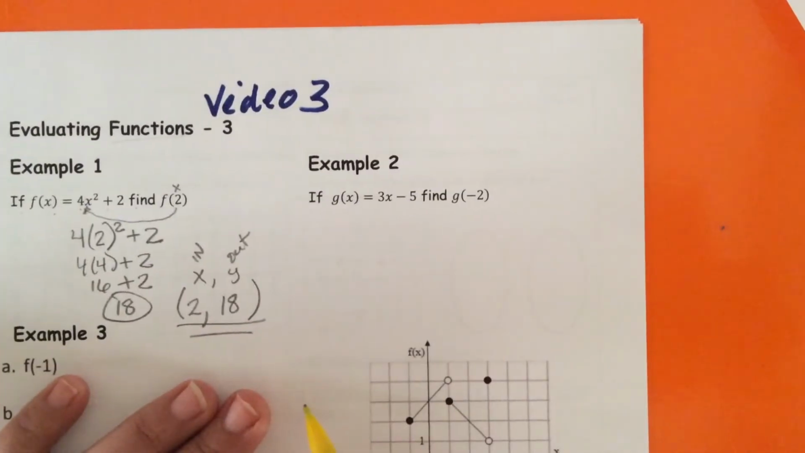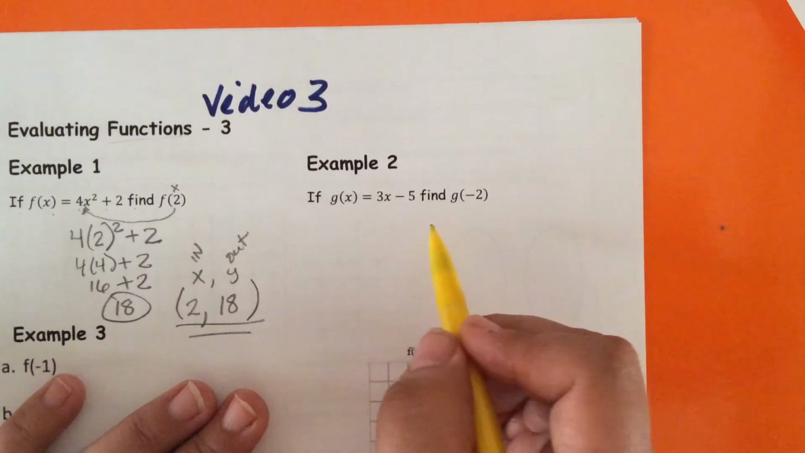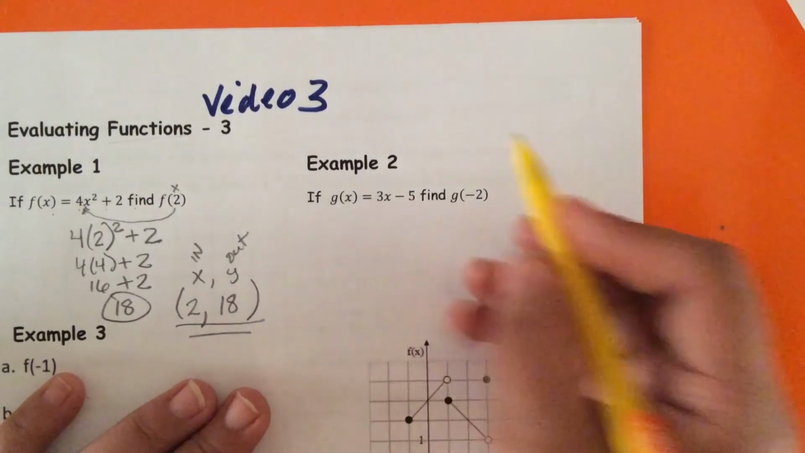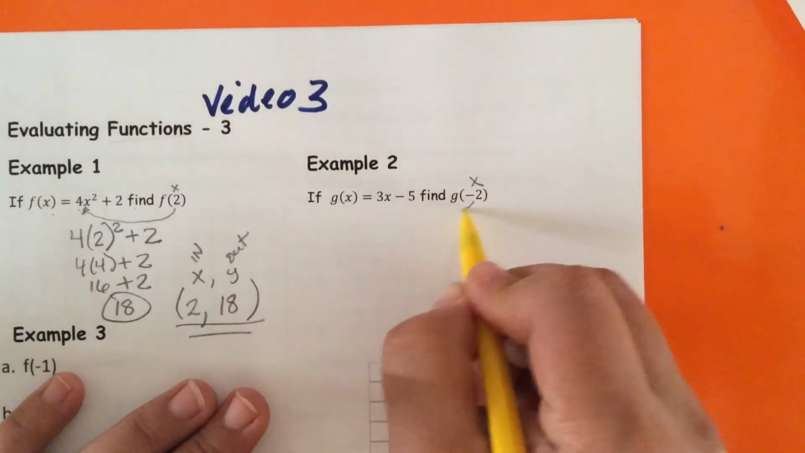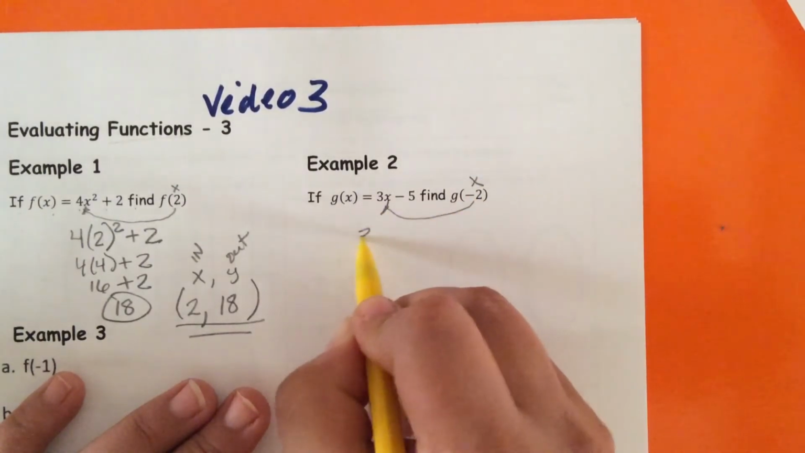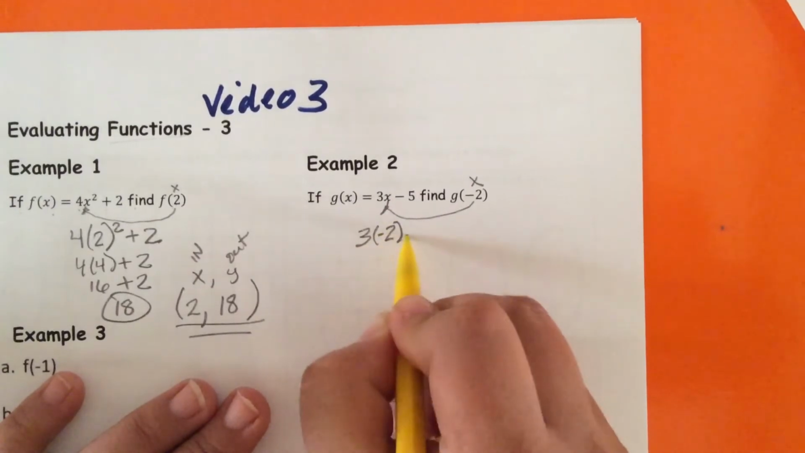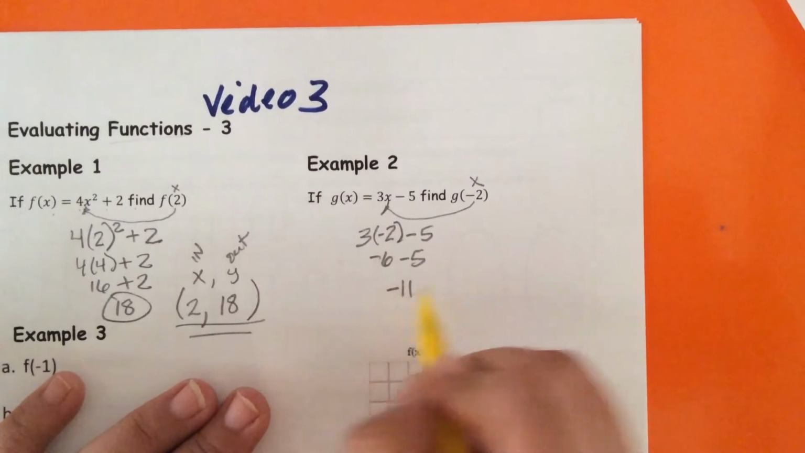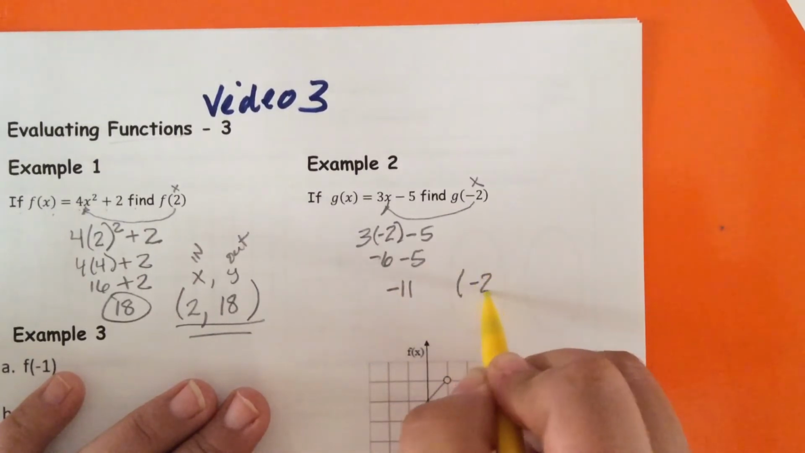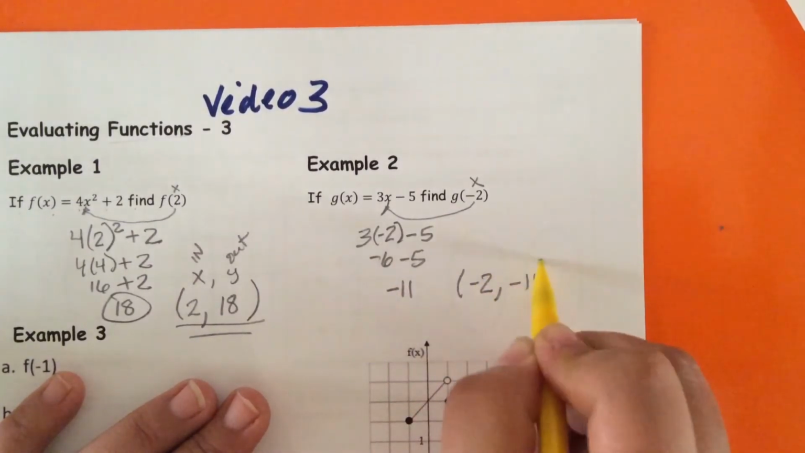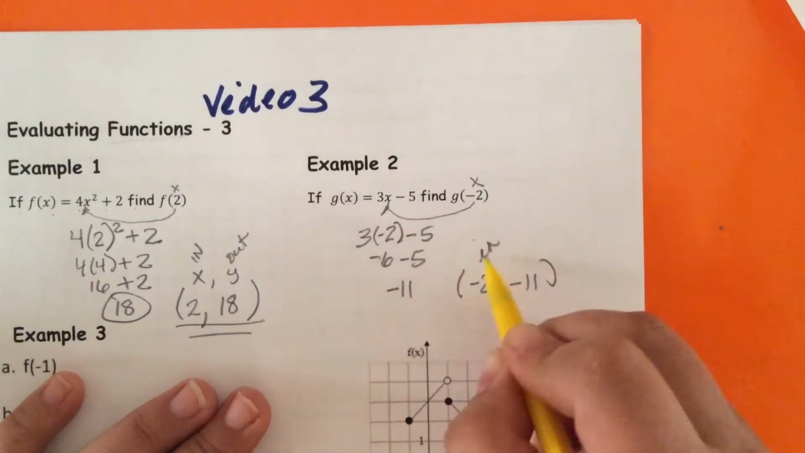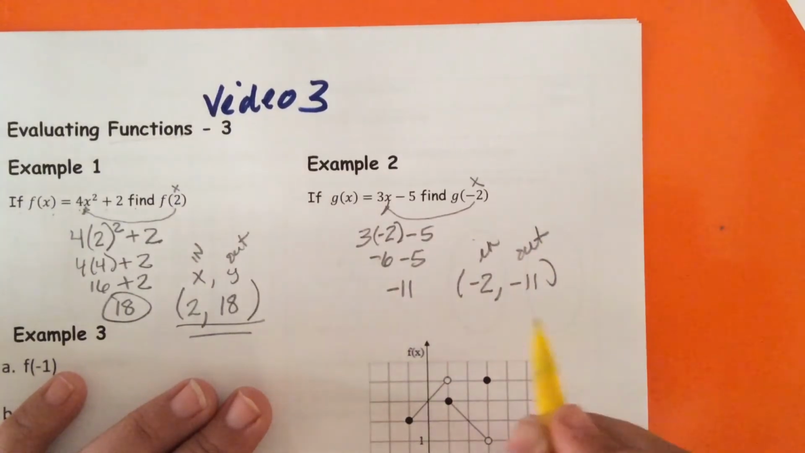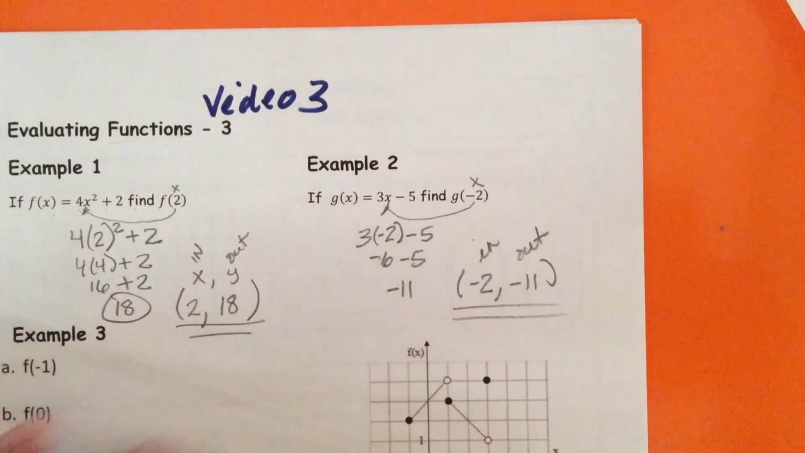So let's take a look at example 2. We have g of x equals 3x minus 5. Find g of negative 2. So remember that's your x value. It's going to go in there. That's going to be 3 times a negative 2 minus 5. Negative 6 minus 5 is negative 11. So your input is negative 2 and your output is negative 11. So then this is your answer right there.